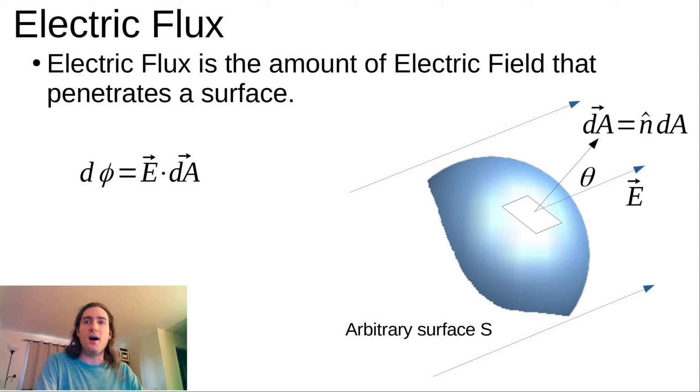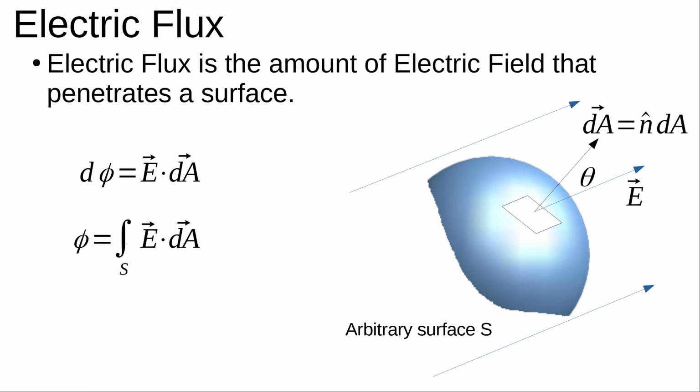For our definition of the electric flux, mathematically we say that a small bit of electric flux, d phi, is equal to the dot product of the electric field and that differential area vector, dA. And so in principle, we have to integrate this expression over the whole surface in order to calculate the total electric flux. Now, the units for the electric flux in SI units are newtons per coulomb times meters squared.